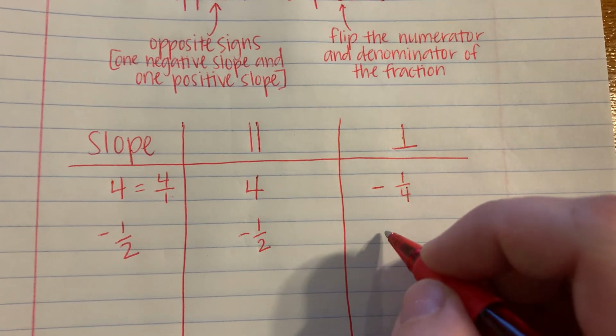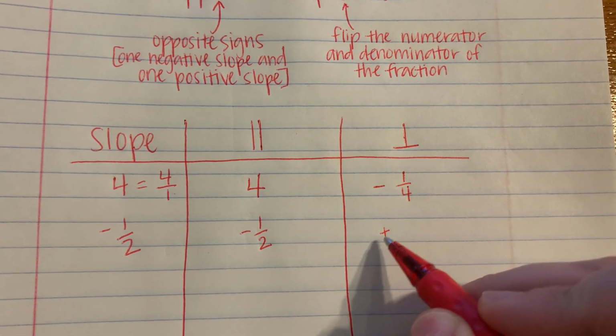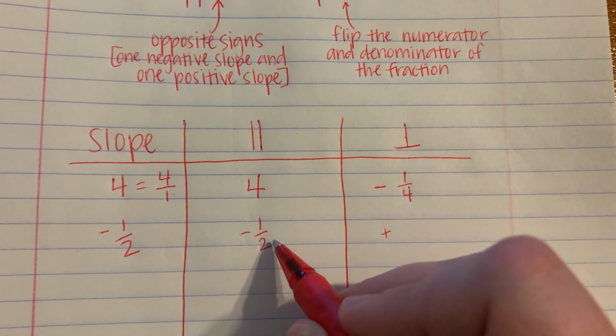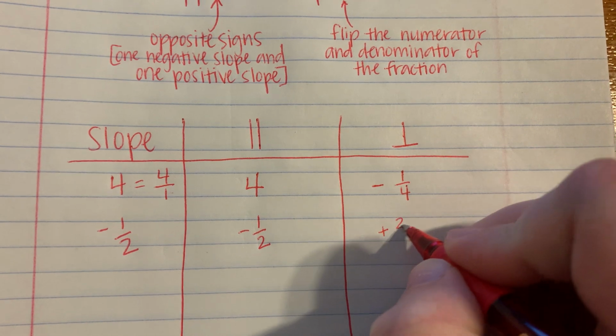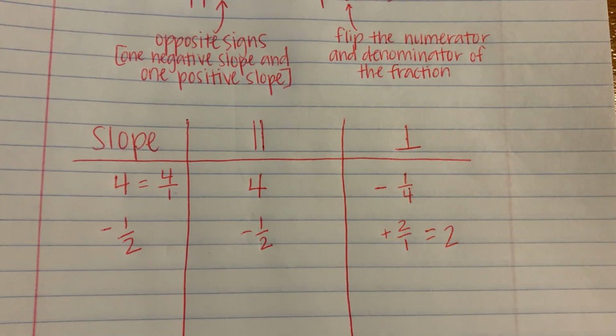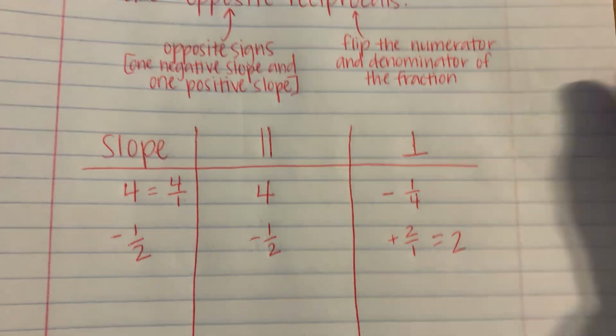So this is negative, this would be positive. Okay, you don't have to write that, it's understood. And then you find the reciprocal. So I need to flip these. So it would be 2/1. Okay, positive 2/1 is the same as just 2. So either way you write it is fine.